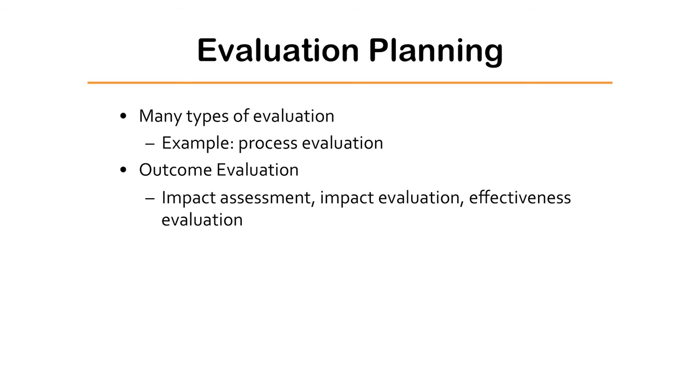So getting into evaluation planning, I first just want to acknowledge that there are many different types of evaluation. For example, process evaluation is really common, and this is where you're making sure that a program has been implemented the way it was intended to be. But for today, when we're talking about impact, we're really talking about outcome evaluation. And this is where we're trying to measure the change produced by a program or some other intervention. And there are a lot of other terms that get at the same idea, including impact assessment, impact evaluation, effectiveness evaluation, and there are even more, but they're all basically getting at the same idea.